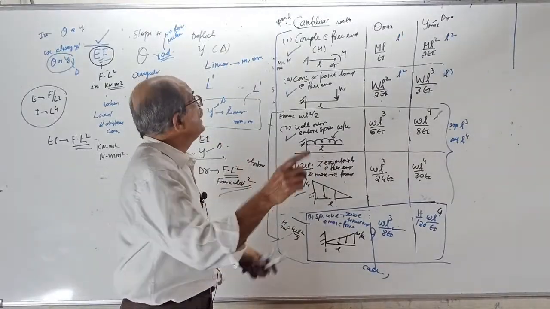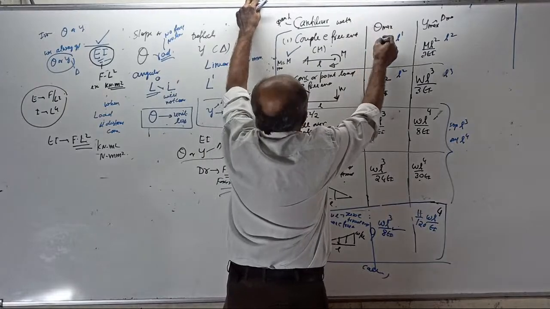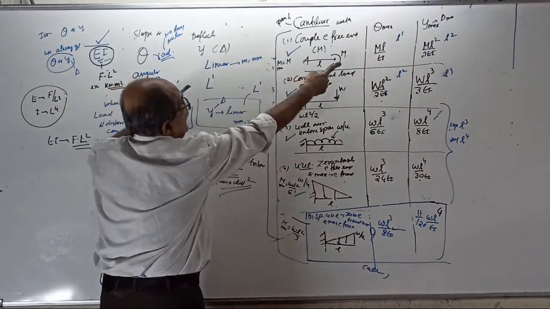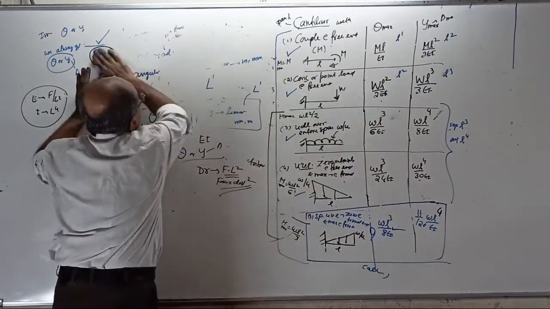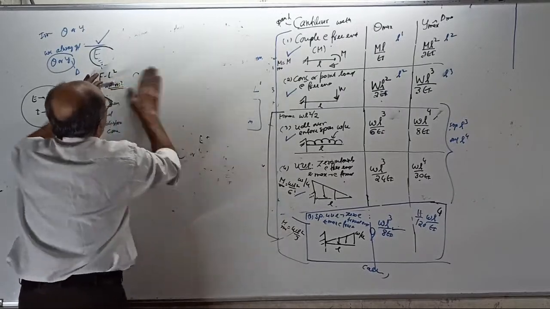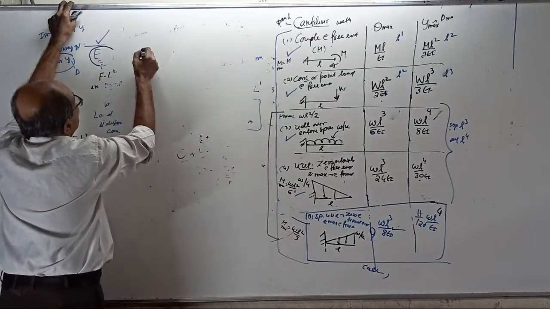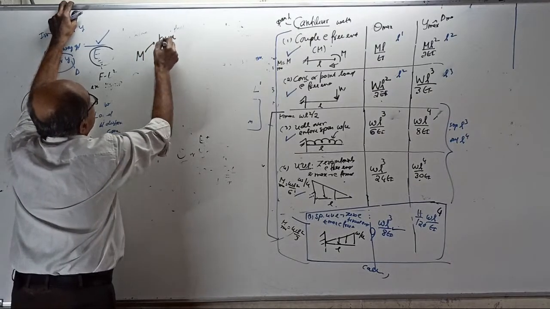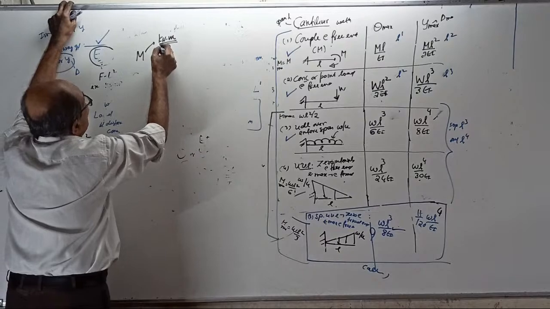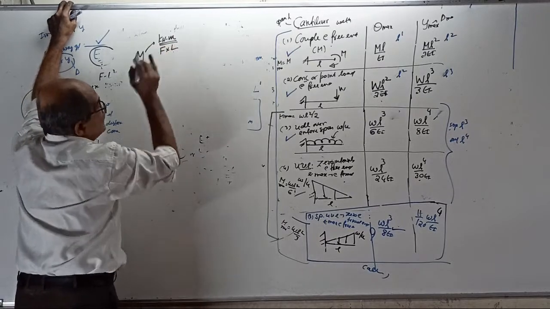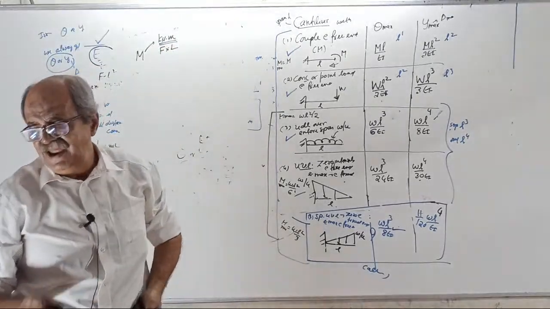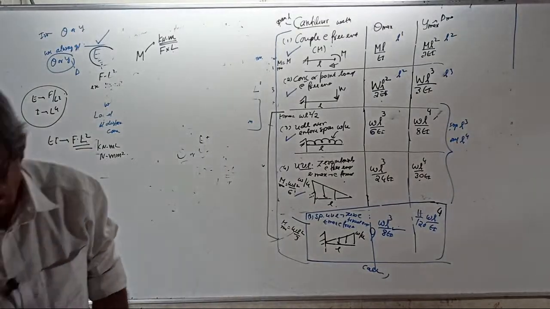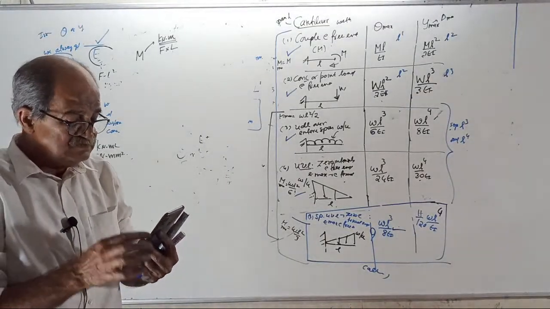Correct? Now tell me. When you go for a couple, see correctly now. This much I told you is sufficient. Now, when you consider a couple M, M is always kilonewton meter. Tell yes or no. M is always force into distance. Couple means force into distance. But yes, required to confirm.